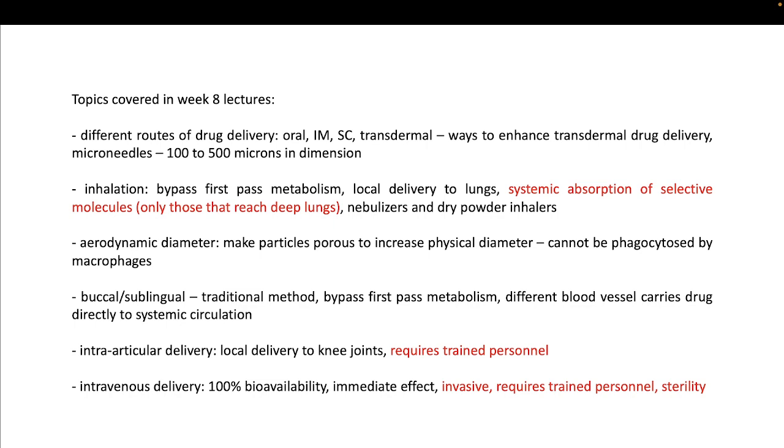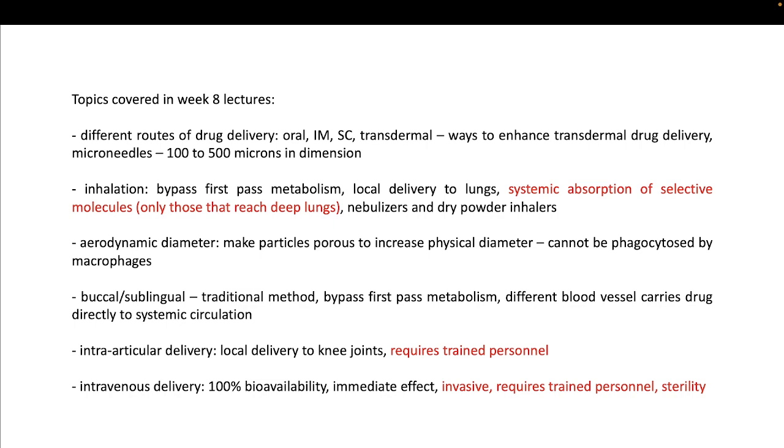And the way it can be done is using nebulizers and dry powder inhalers. They have their own advantages and disadvantages, so it all depends on the application, which disease you are trying to treat. That will help you select which one you will go for.